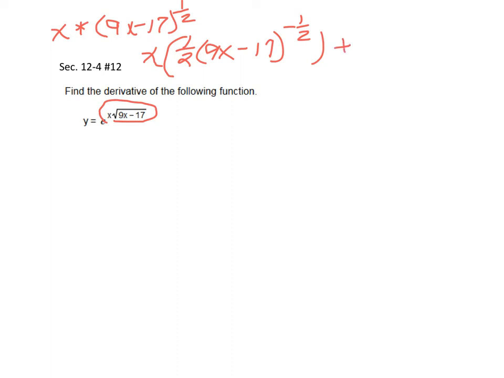And to that we will add the second function, which is the 9x minus 17 to the 1/2 power, and multiply it times the derivative of the first factor, which is 1. So at this point, it would probably be a little simpler to clean this up just a bit since we have to use it in a subsequent step. So the first thing that I'm going to do is I'm going to multiply the x times the 1/2 and get x over 2.